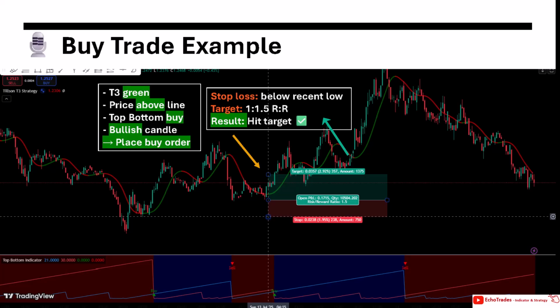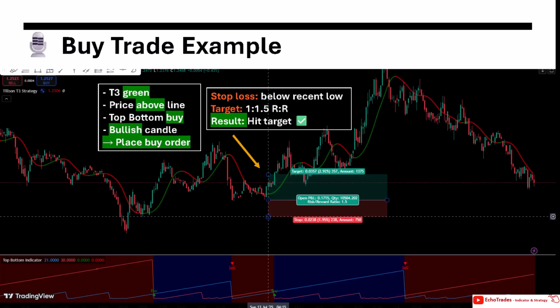And the target. A common approach here is aiming for a 1 to 1.5 risk-reward ratio. So if your stop loss is, say, 10 pips away, you'd aim for a 15-pip profit target. And we've seen examples where this setup plays out and hits that target nicely.